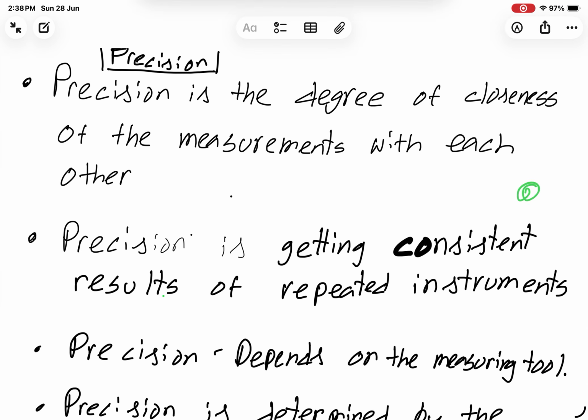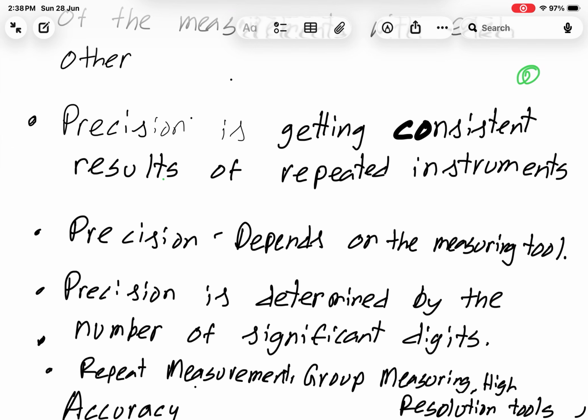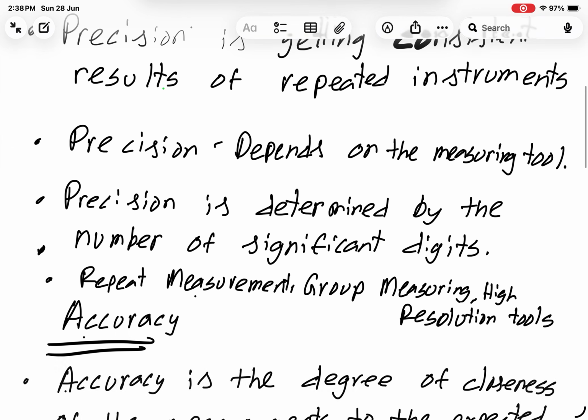Now, precision is the degree of closeness of the measurements with each other, and it's also about getting consistent results. So, values are very close to each other. It mainly happens if something is not accurate but precise, it happens due to the systematic error. There is some problem with the calibration of the instruments. So, it depends on the measuring tools, and also it is determined by the number of significant digits. For example, if you measure something with a ruler and then again you measure with a vernier scale, it will be much more precise because it can measure a smaller distance.